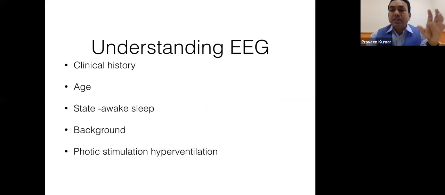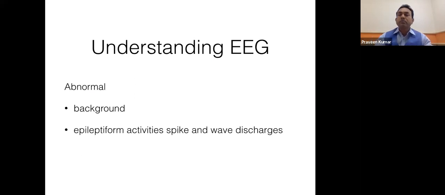So in understanding EEG, we talked in the beginning, we need to look at the age, because there are age-dependent things. The state, we just now saw, sleep has different features, awake has different features. How is the background, and what do you find in the photic stimulation and in the hyperventilation? Abnormalities can be because of the background or because of any discharges. Dr. Chandrakanta will be talking about those parts.